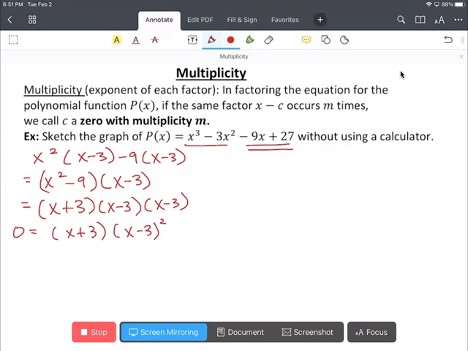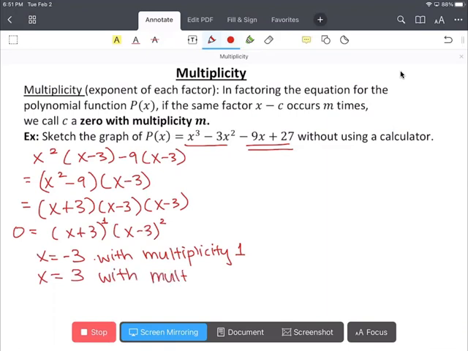So we can say that x equal -3 with multiplicity 1, because we have 1 there. x equal 3 with multiplicity 2. So the exponents outside of the parentheses are called multiplicities.